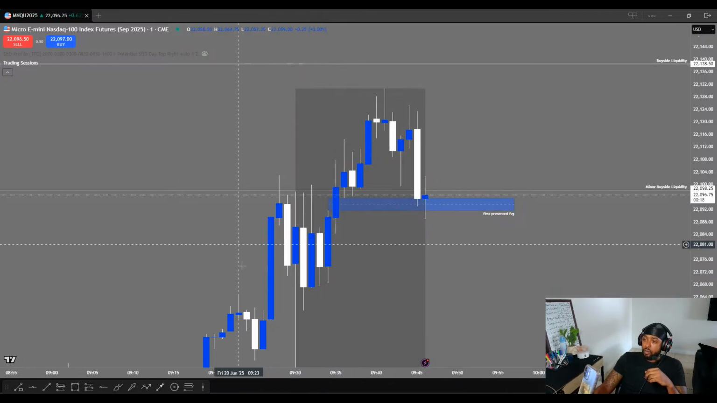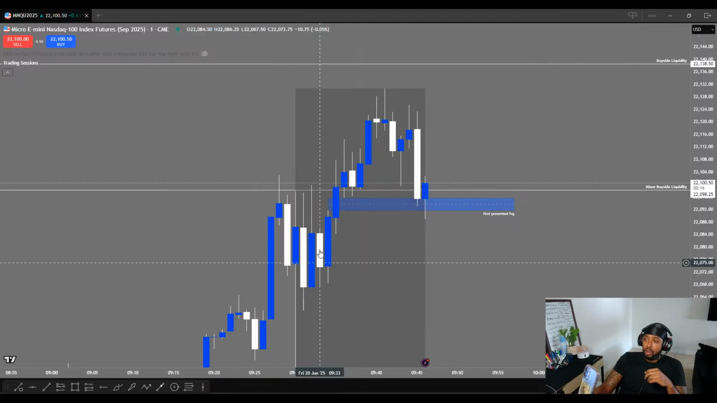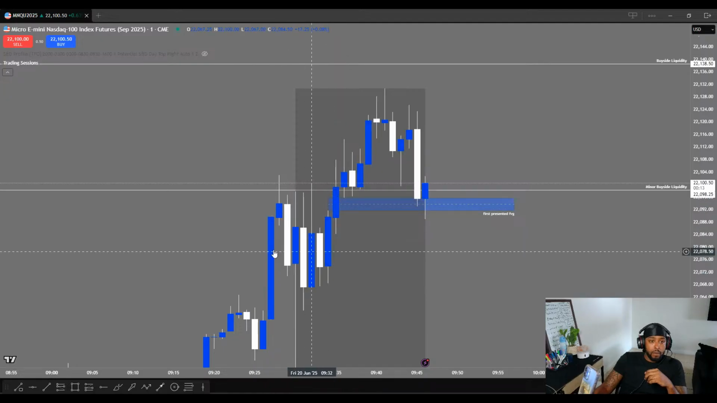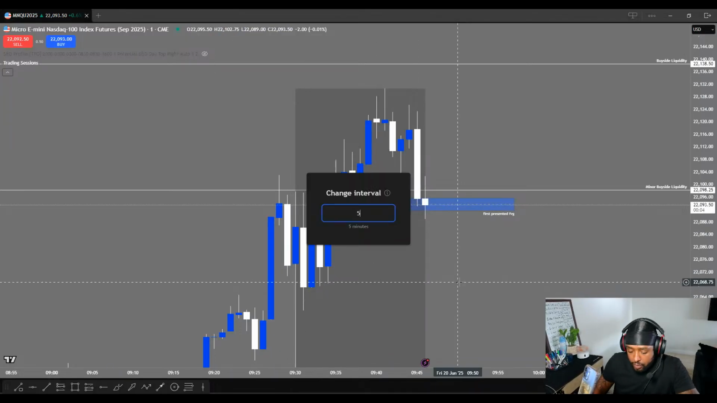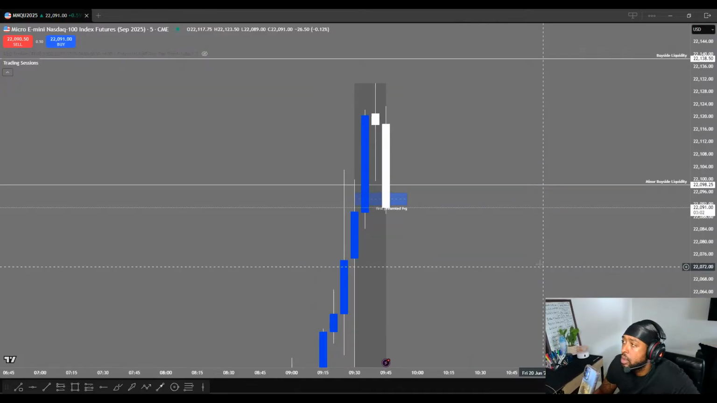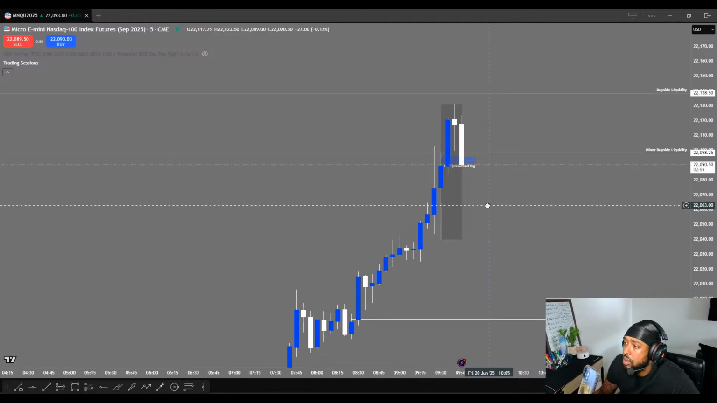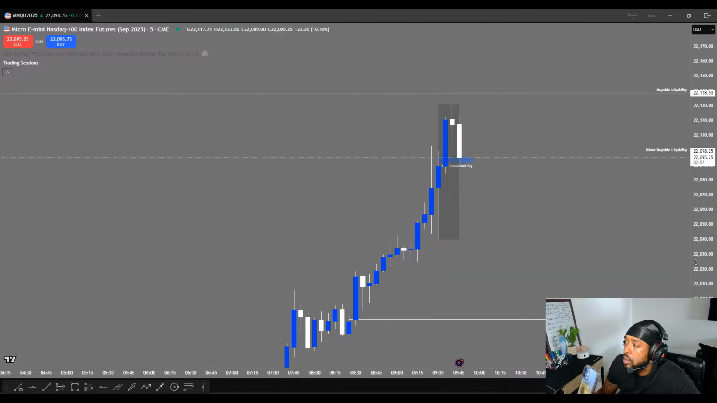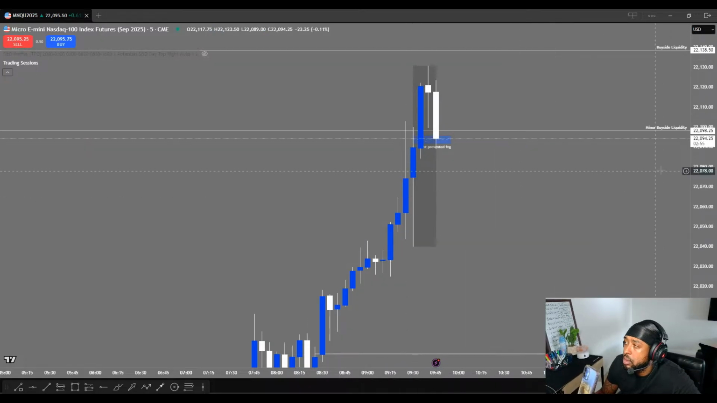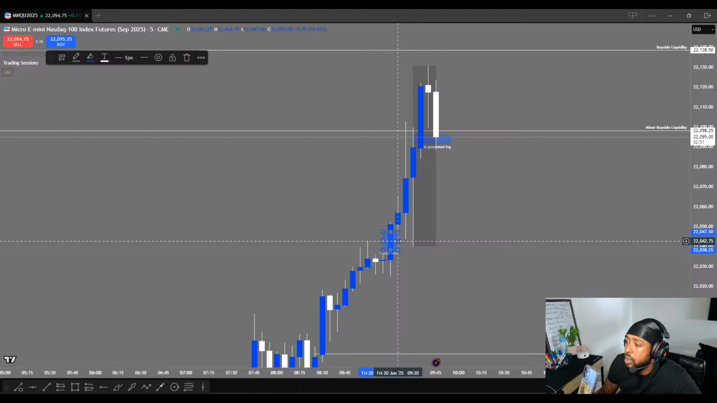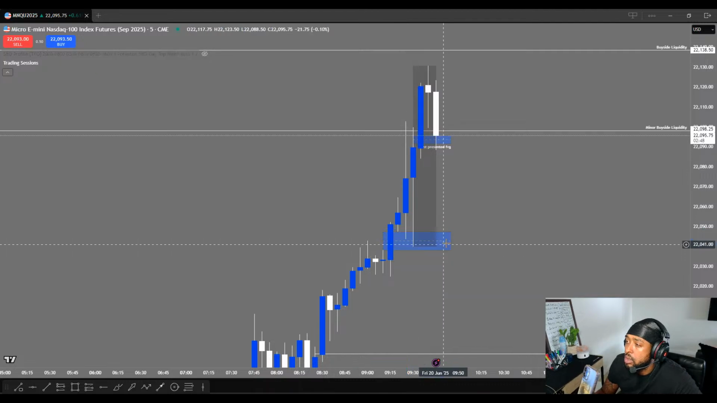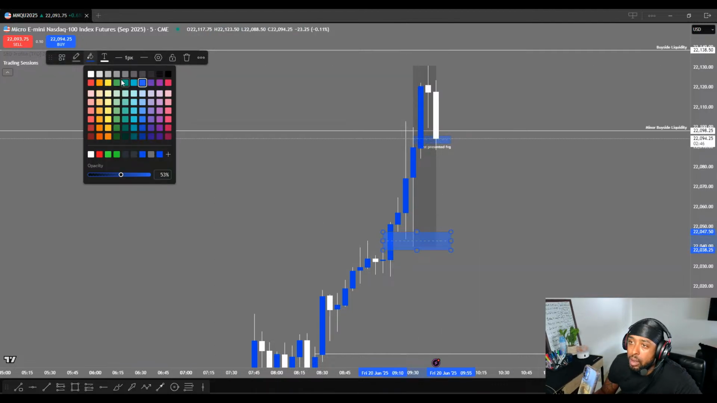So on a higher time frame, all right here. So there's no 5 minute. I'm going to 15 minute. We're going to 5 minute. So this is the 5 minute, as you see. This is the order block that they used. As you see, this is the order block that they used to go higher.